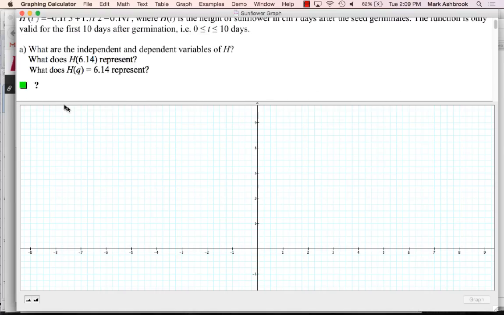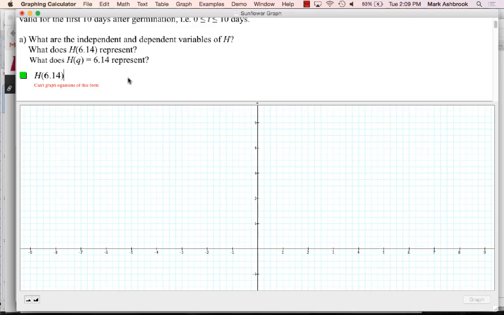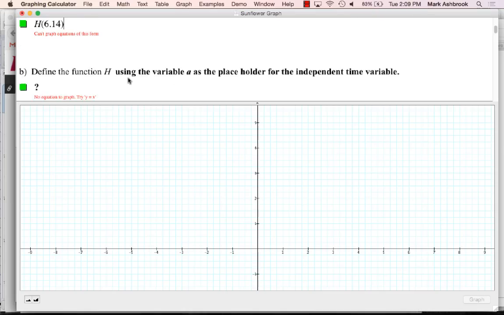So that was there in case you wanted to put, remember, we can put h of 6.14 in there if we want. And nothing happens. Why not? We haven't defined the function yet. All right, so we'll put that in. We'll come back. We're going to define that function. So now we're going to define the function.